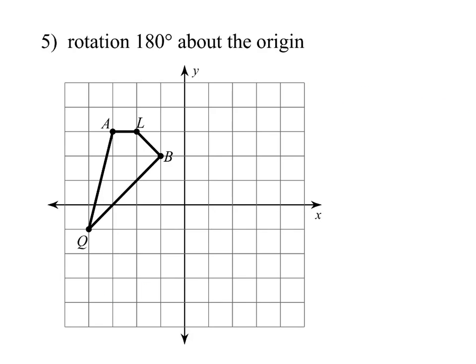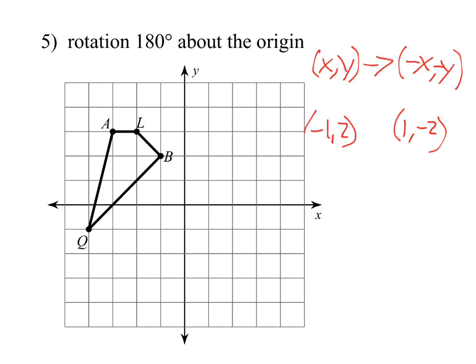Moving on to 5 and 180 degree rotation, you're going to take x, y and just change the signs on both of those. So negative x, negative y. So all you have to do is change the signs. So right now B is at negative 1 and 2. If you change the signs, you're going to get positive 1, negative 2. So it's just changing the signs around. 1, negative 2. So there's my B prime.